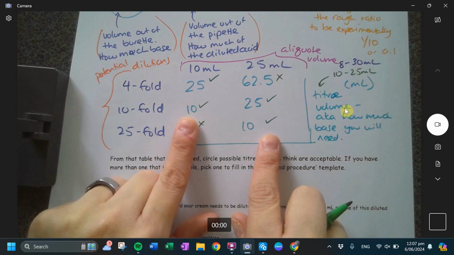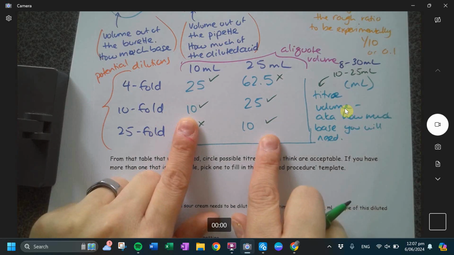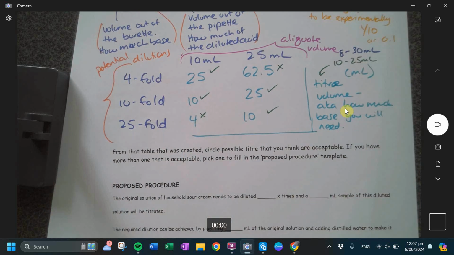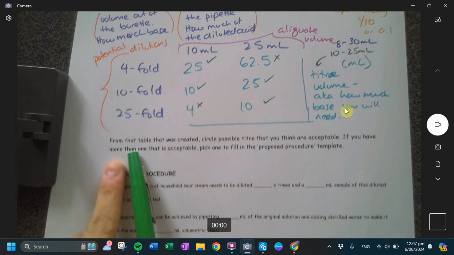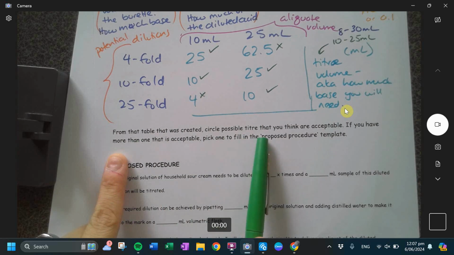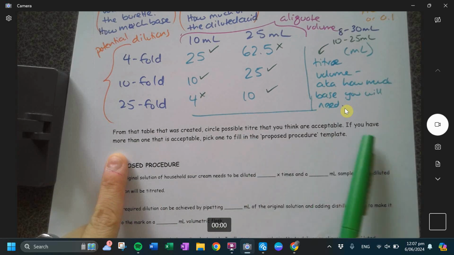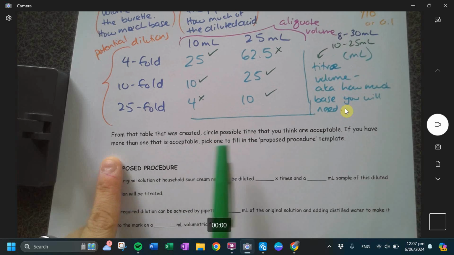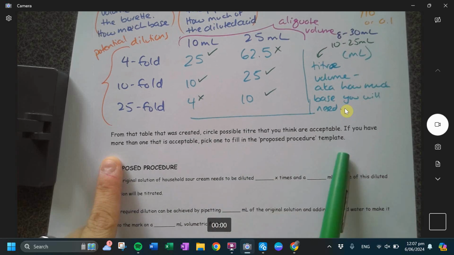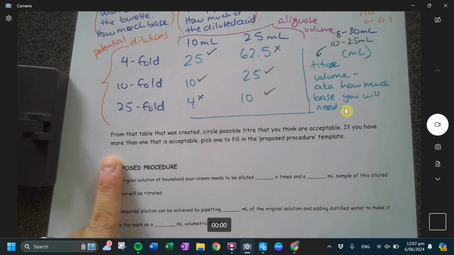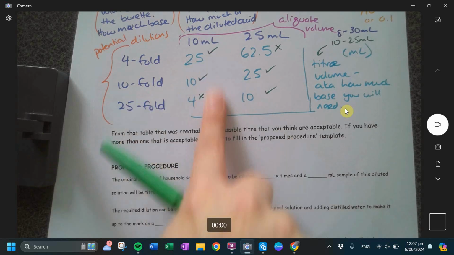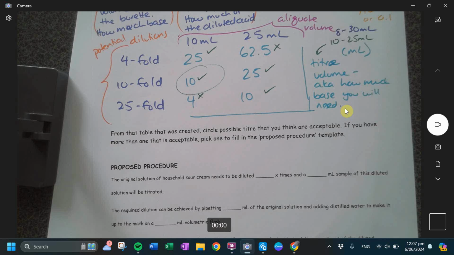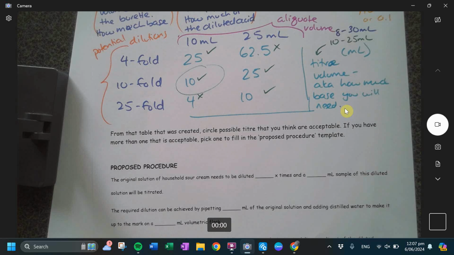Any of these ones with a tick mark are correct, so it's up to you which one you want to use. Doesn't matter to me, so long as the method is correctly pulled across here. I said from that table that was created, circle the possible titrate volume that you think is acceptable. If you have more than one acceptable answer, pick one to fill in the proposed procedure template. So I'm going to pick the 10-fold dilution with a 10 ml pipette. If you chose a different one that has a tick, that is fine.